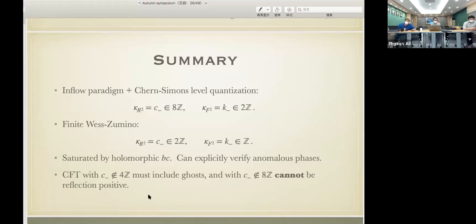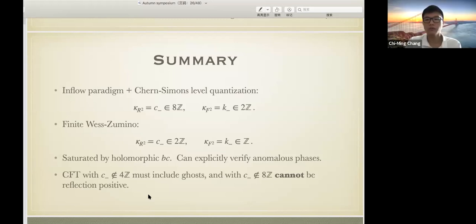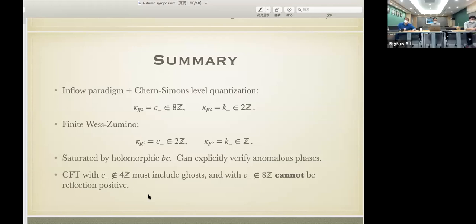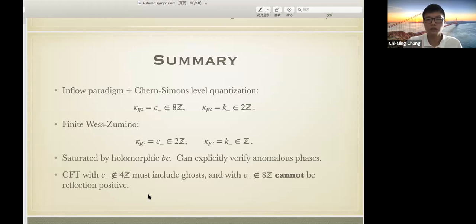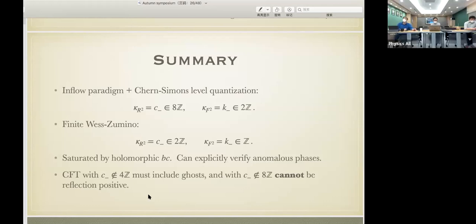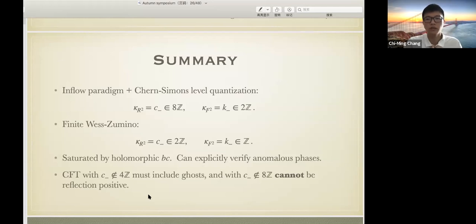Just to clarify, the infinitesimal Wess-Zumino gives the same answer as the inflow, right? Infinitesimal Wess-Zumino actually does not give you any constraint on the anomaly coefficient. I see, okay. You actually need to use finite Wess-Zumino to get any quantization condition. I see, okay, thank you. Yeah, you can see that the quantization condition is only sensitive to the global structure of your group, and if you only consider infinitesimal transformations, then you will not find any.